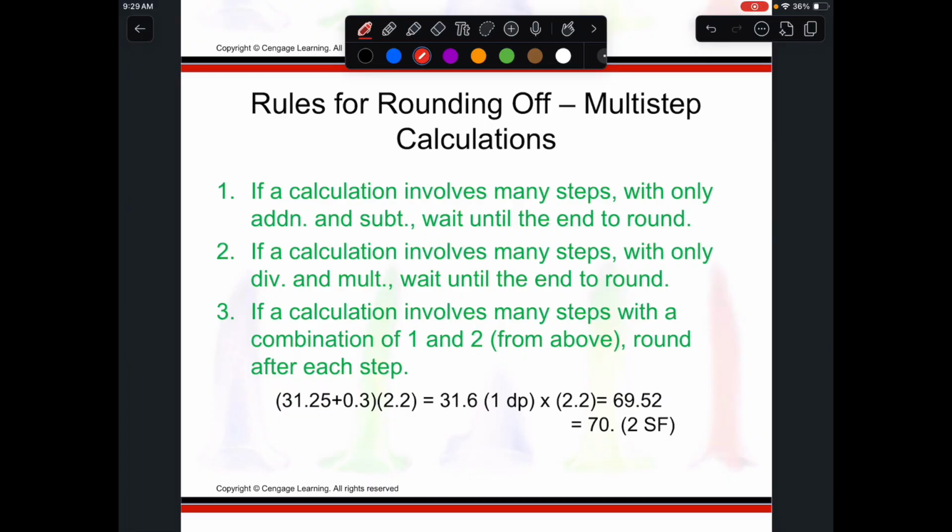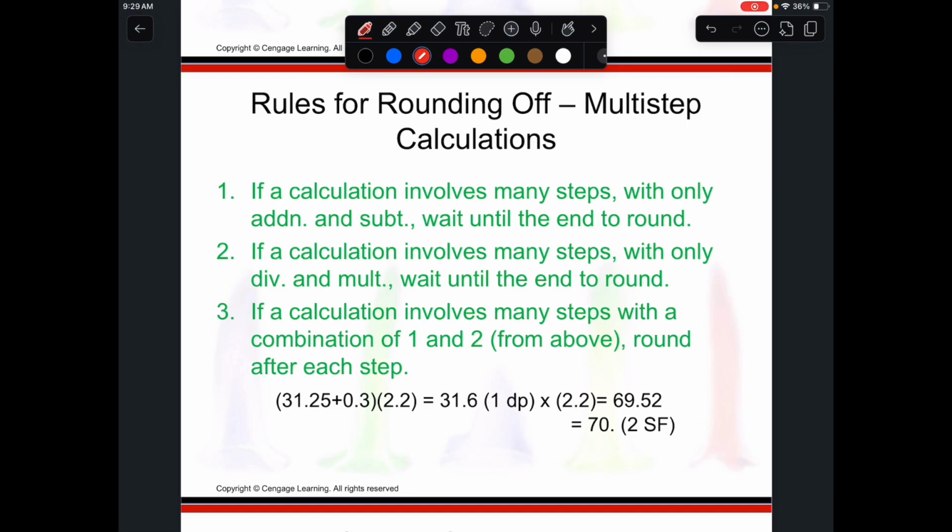All right, so let's go ahead and look at a couple of the math components here. When we are doing things that have multiple actions, so for example, it has addition and subtraction and multiplication and division, we are going to kind of round at different points. So go ahead and read those steps, but I'm going to go ahead and demonstrate here below.